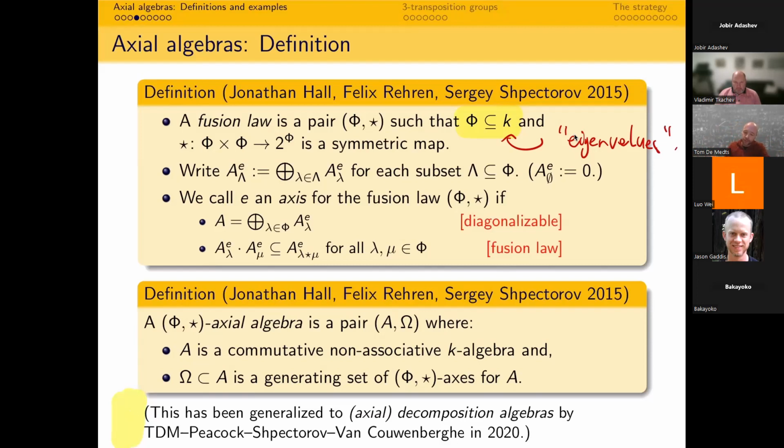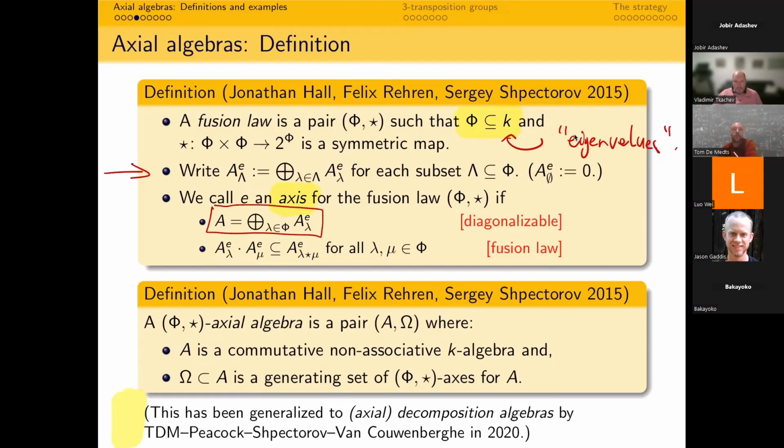And then, just as in the associative example, we have a collection of subspaces, and for each subset, that's a convenient notation here, we will also write a capital lambda of E for the direct sum of all these different subspaces that we have. And then we have the important notion of an axis. So this gives rise to what we call an axis for the fusion law in our algebra. This idempotent element will be an axis if you really get a nice decomposition of your algebra into the different eigenspaces for these different eigenvalues. So that's what I wrote down here. It is the important part.